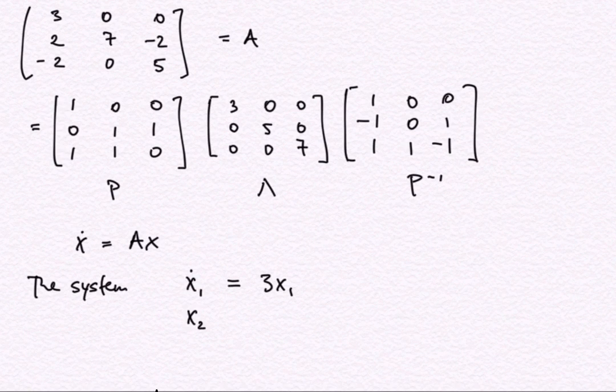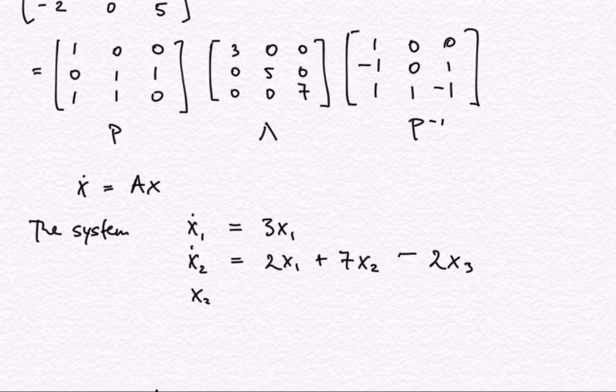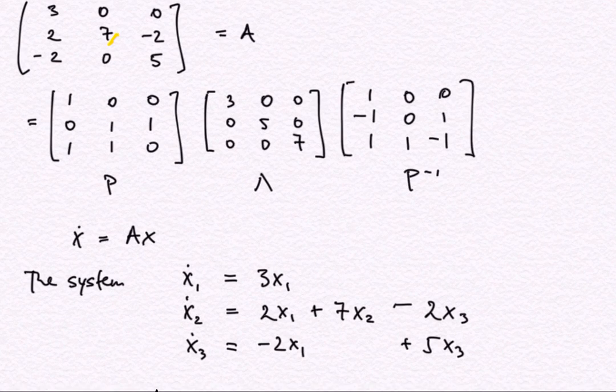The second entry, derivative with respect to time, is given by 2 times x1, plus 7 times x2, minus 2 times x3. The third entry, derivative with respect to time, is given as minus 2 times x1, plus 0 times x2, plus 5 times x3. Yeah? This is the system that we would write as x dot equals Ax with this matrix A.